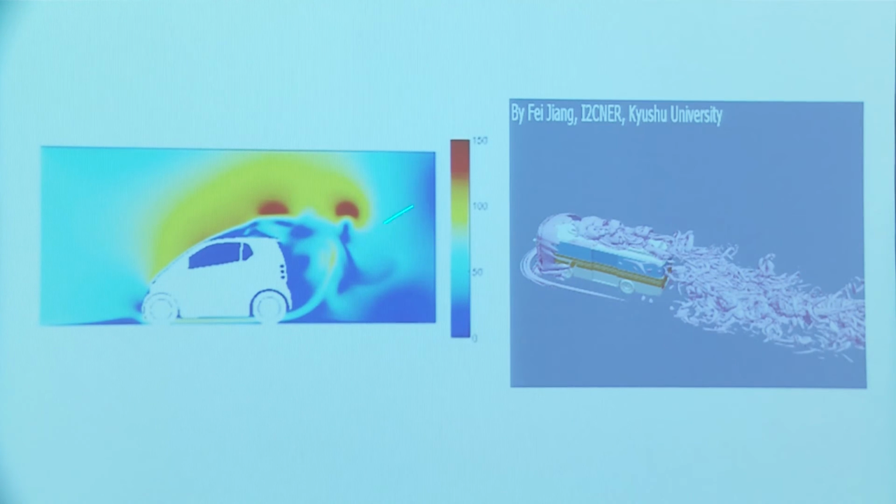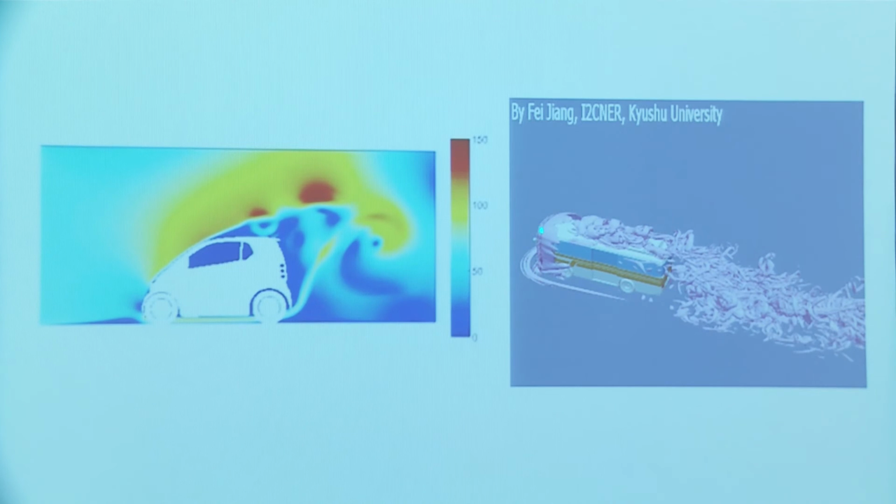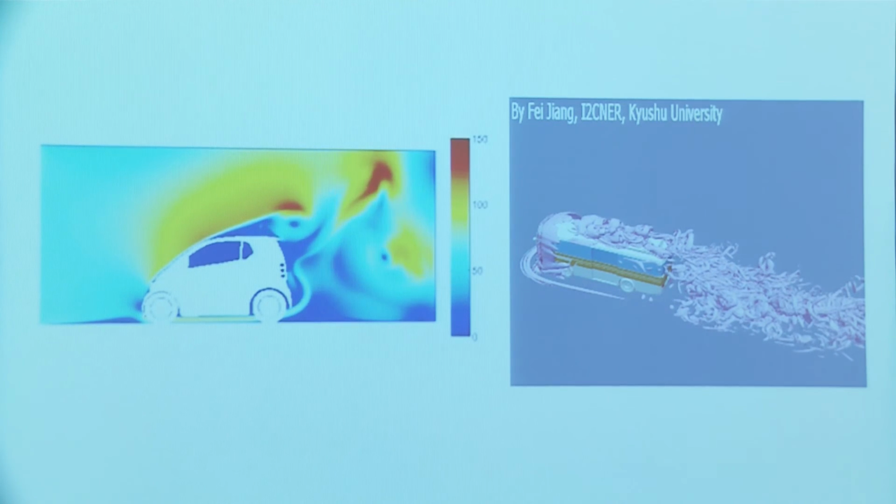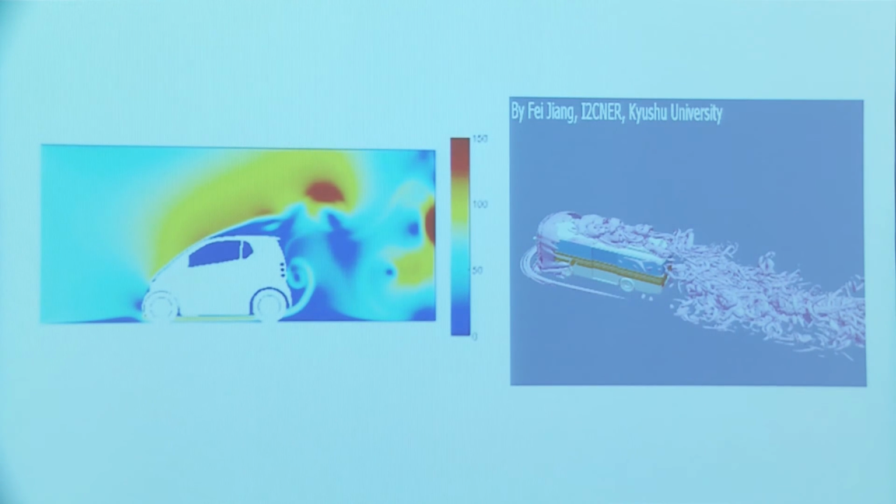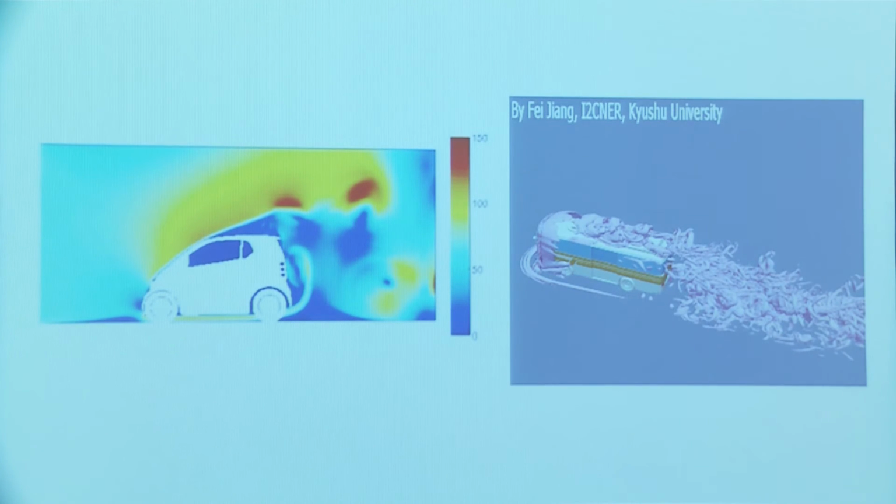vortices appearing at the rear end of your car, or even a turbulent flow behind the bus. I don't know the details of the simulations, but these are apparently done with Lattice-Boltzmann simulations.